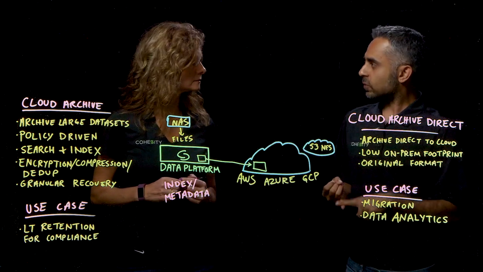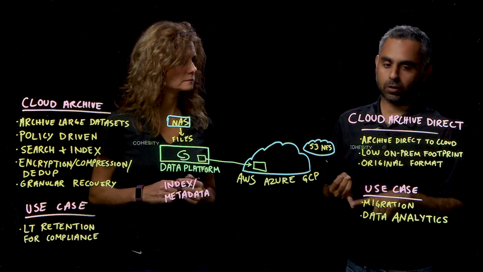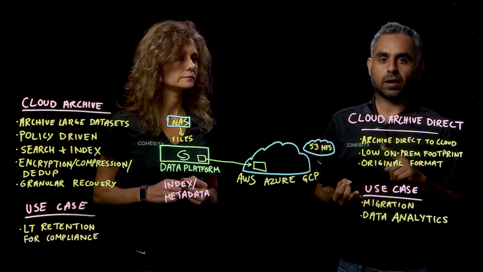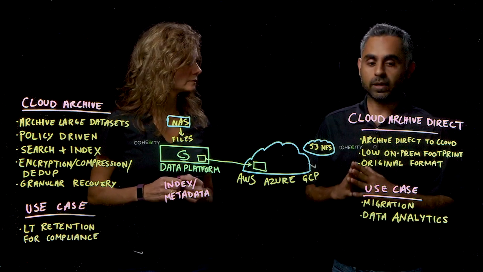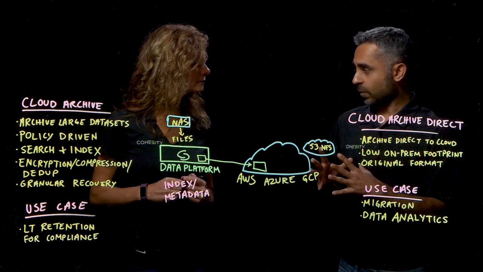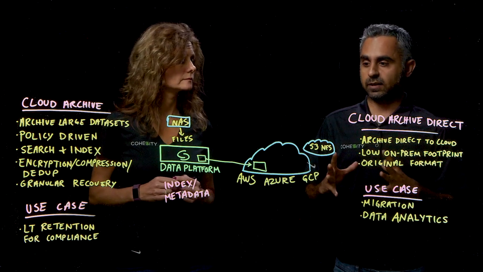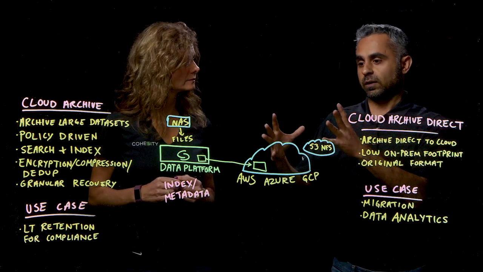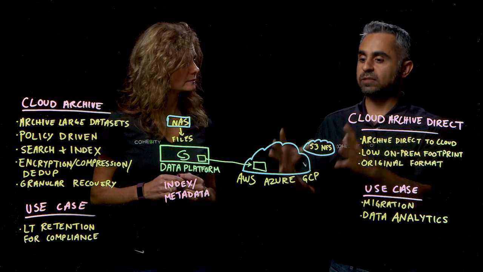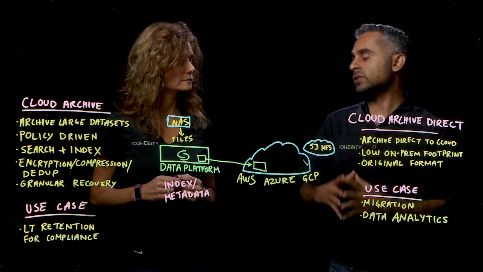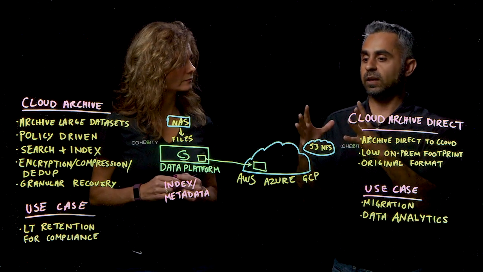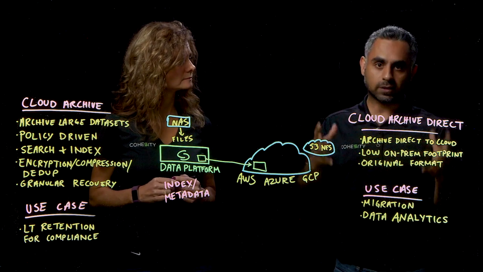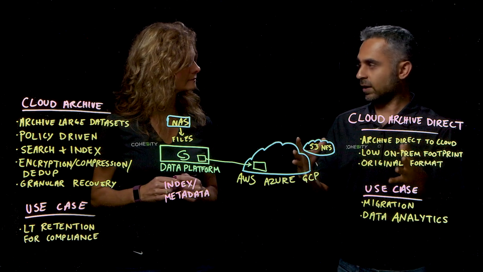So what that gives you is a low on-prem Cohesity footprint. Another benefit that CloudArchive Direct provides is the ability to move the data in its original format. What that basically does is, a user has access to the data, let's just say in S3. If you move the data in its original format, the user can go directly to the S3 bucket and still be able to read the data or download the data directly.